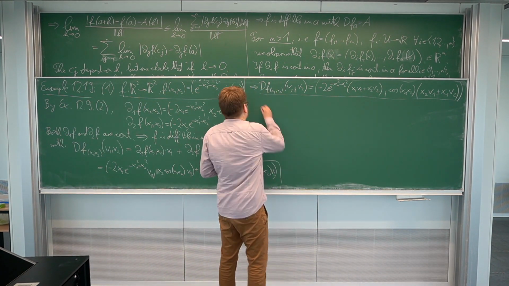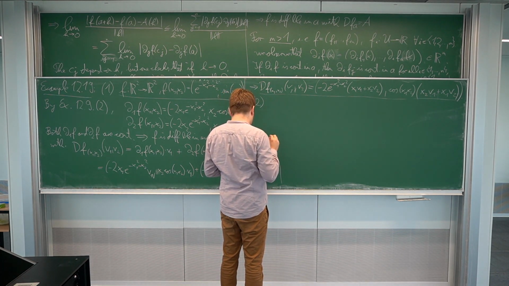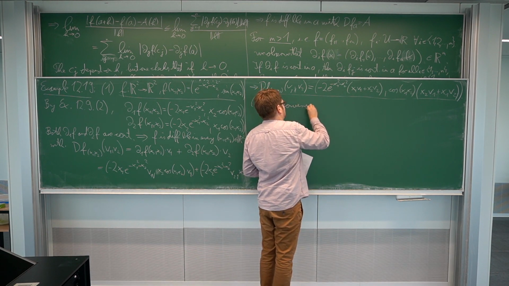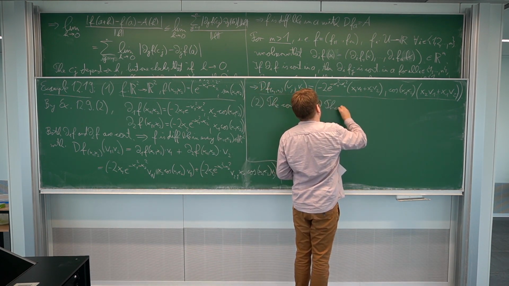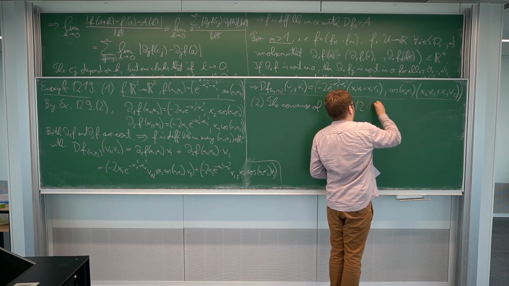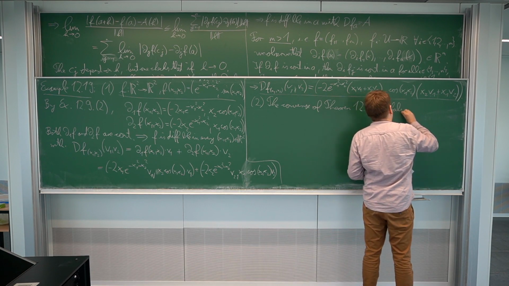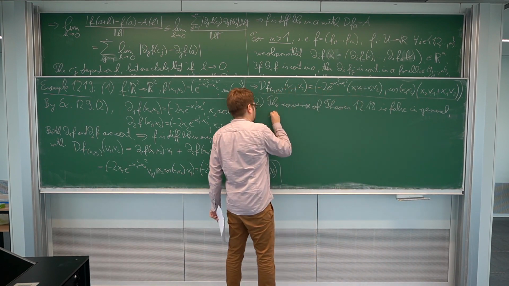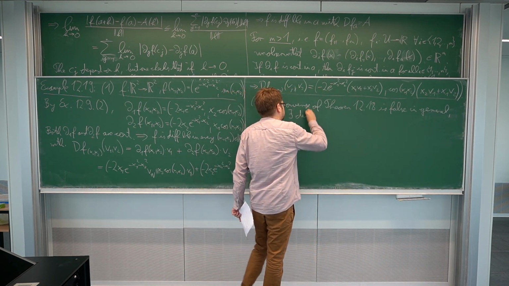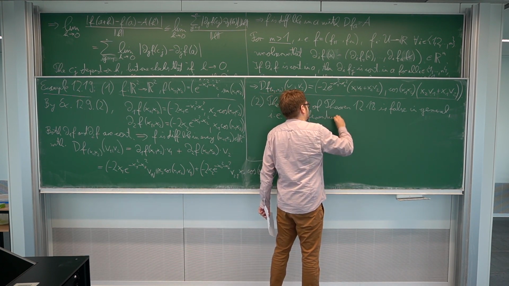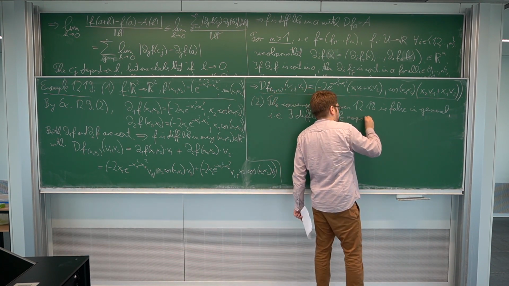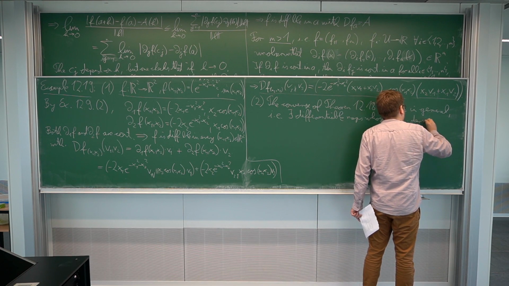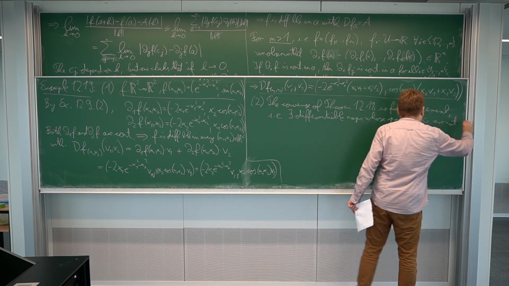Okay. Then secondly, that's more a remark than an example: the converse of the previous theorem, theorem 1218, is false in general. Meaning there exist differentiable maps whose partial derivatives are not continuous.